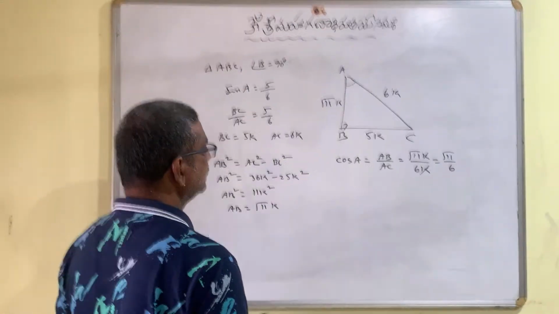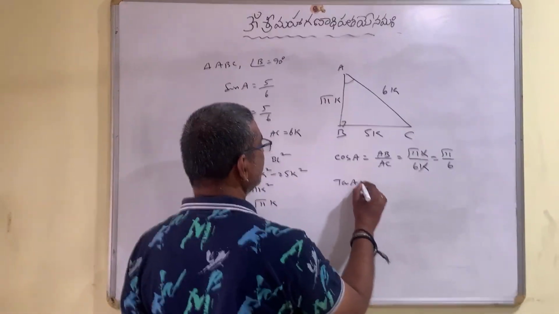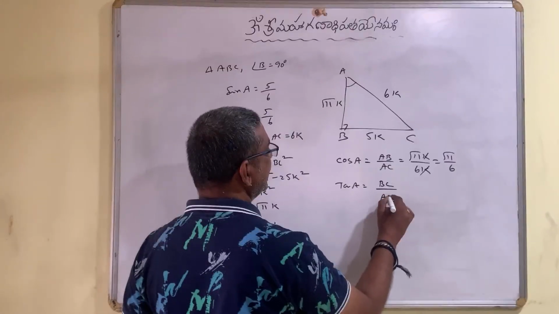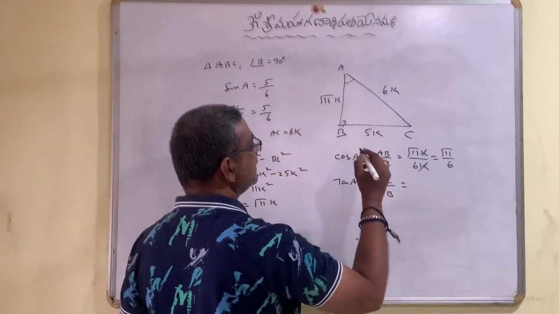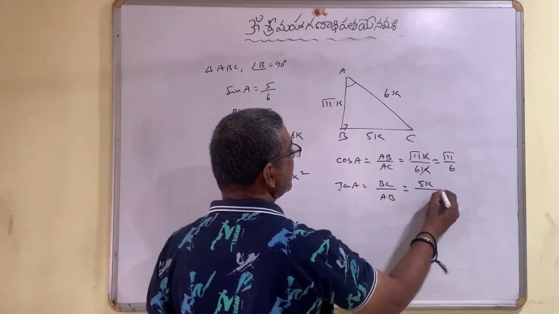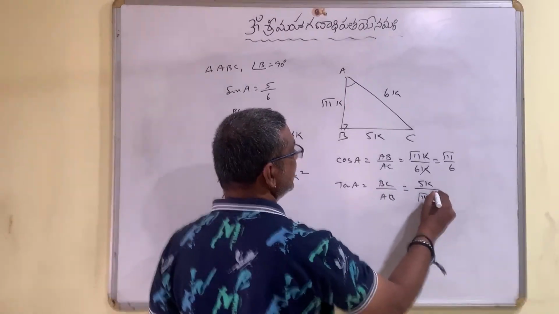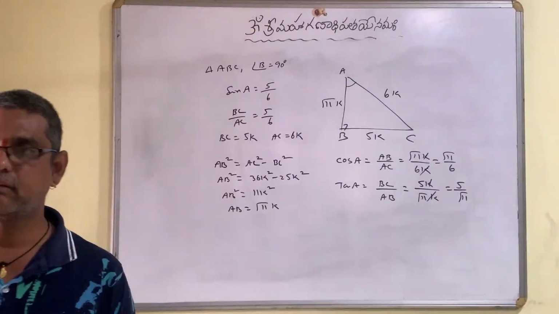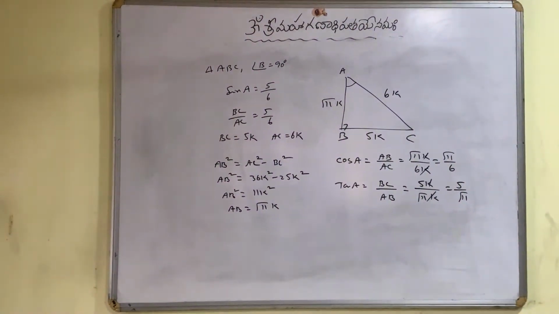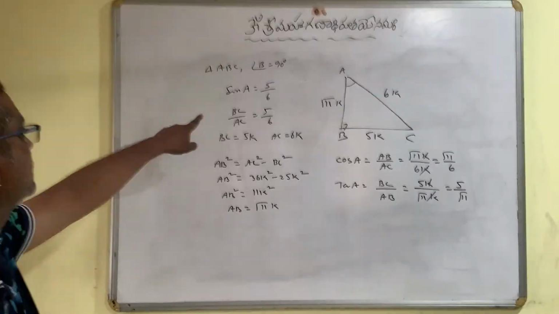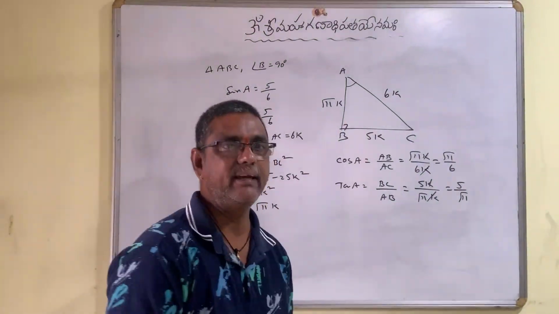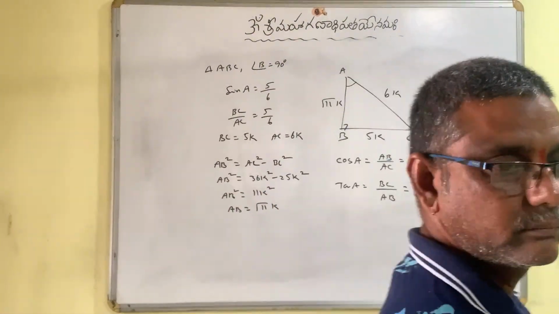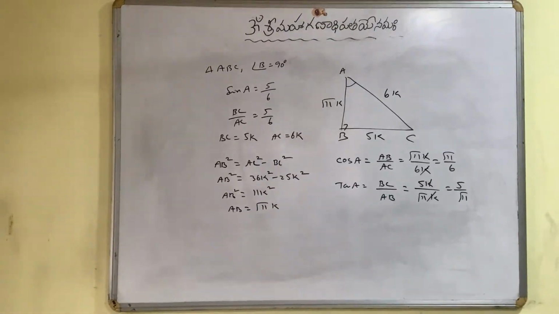Next question. Tan A, side opposite to angle A by side adjacent to angle A, BC by AB. That is 5K by root 11K. K, K get cancelled. 5 by root 11. Now we got all the three: sin A, cos A, tan A. Can we write down the remaining three, children?